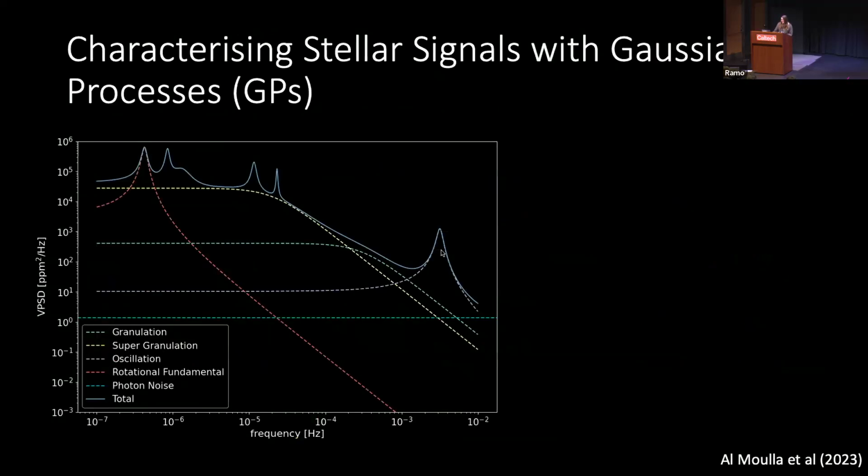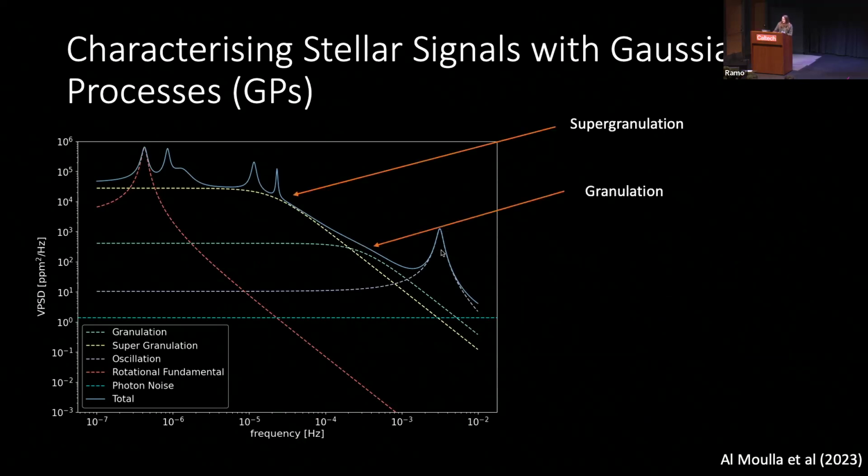So once we've got those quiet solar RVs, what do I do with them? Traditionally, we characterize those signals using a PSD, a power spectral density in the frequency domain. You can see an example here from Almiller et al. 2023, who combined both the HARPS North and the HARPS solar data. We have the supergranulation signal there, and then the granulation signal there.